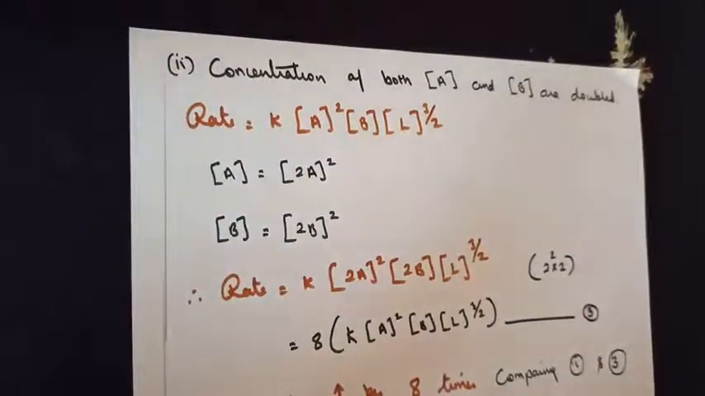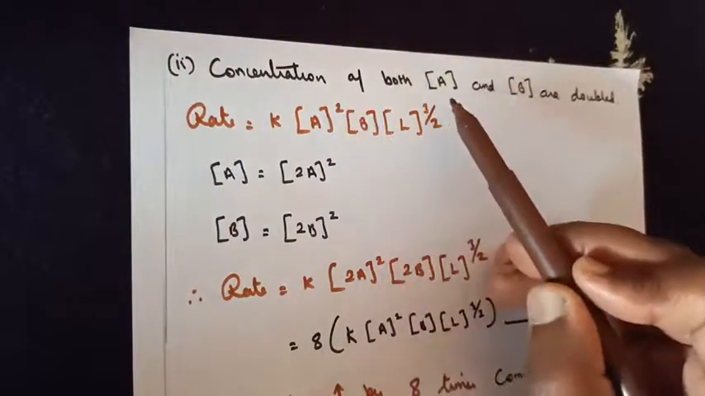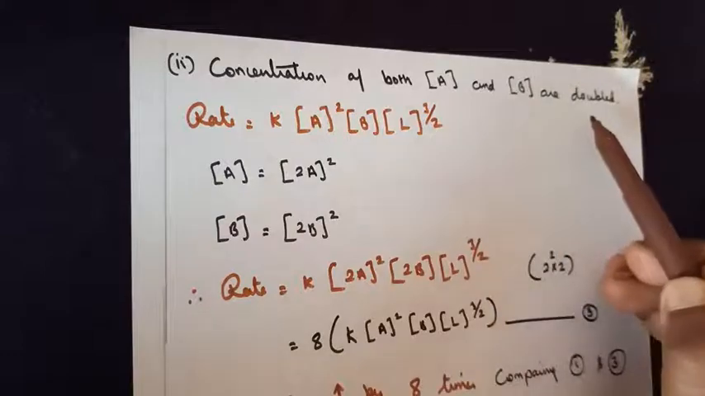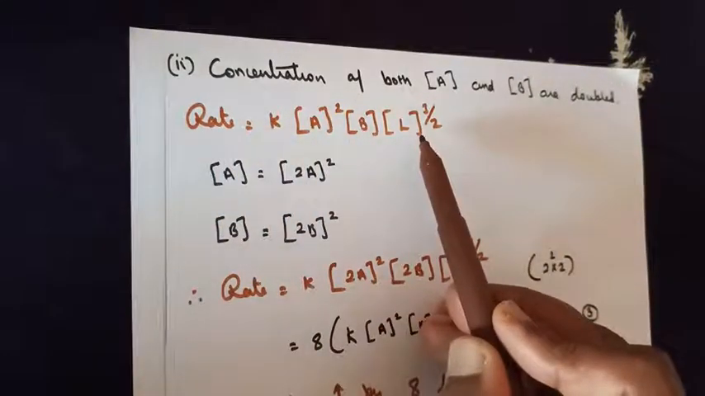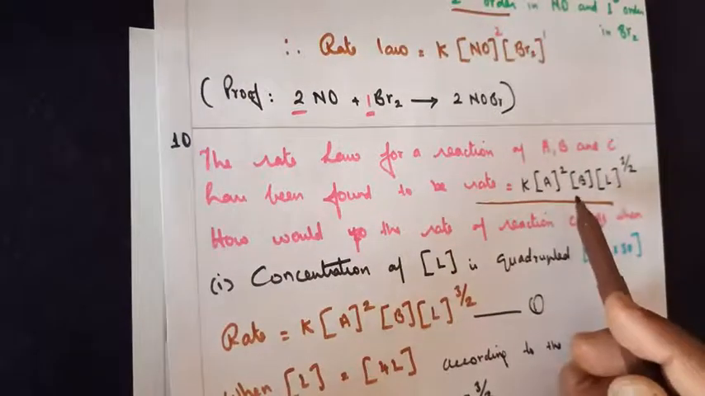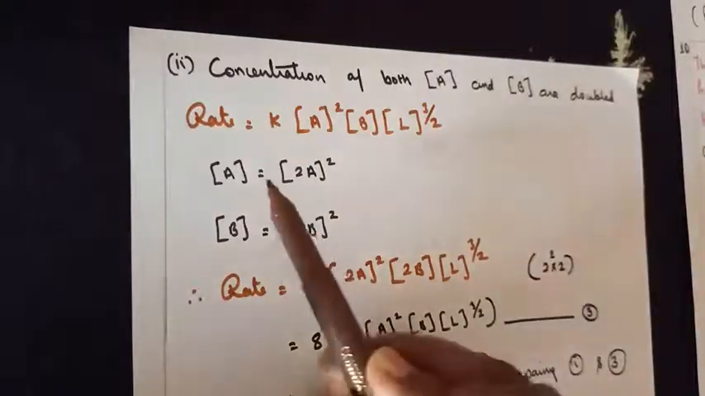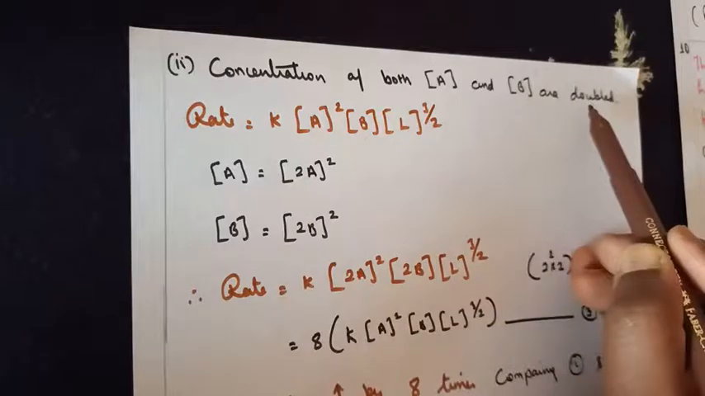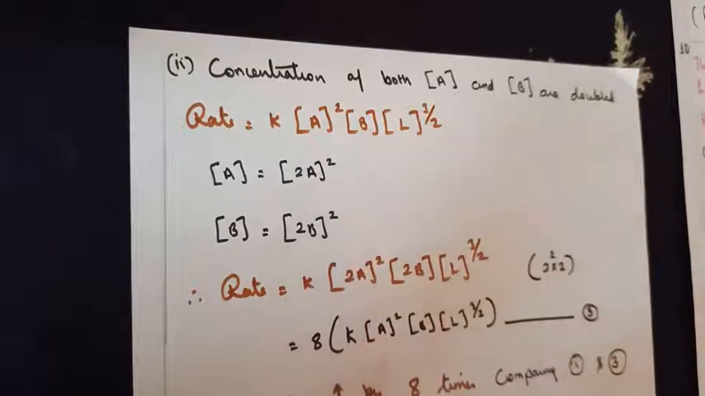The second condition is that the concentrations of both A and B are doubled. So once again I'm rewriting the existing question as it is given. Now I'm substituting. A is doubled, so 2A to the power 2.